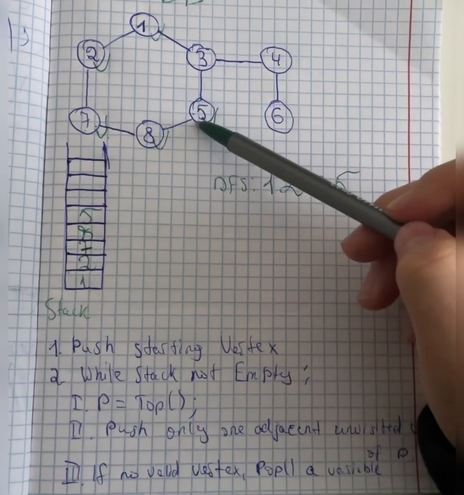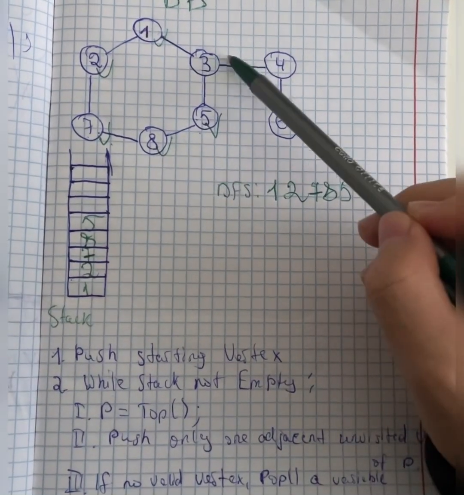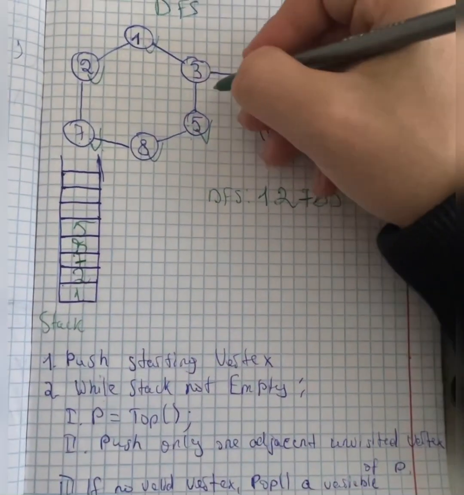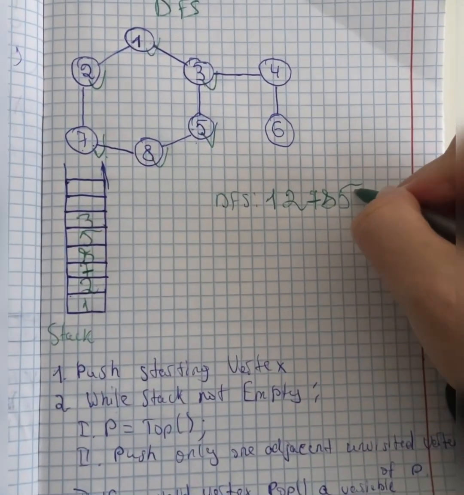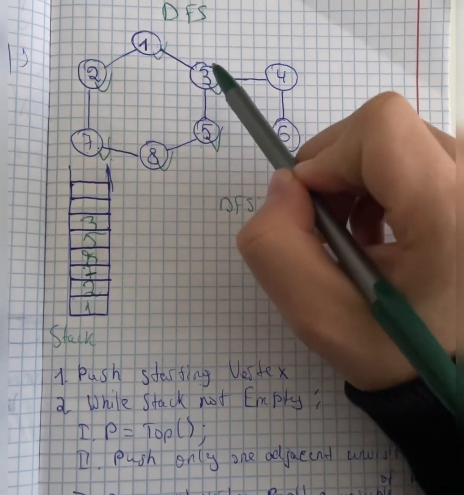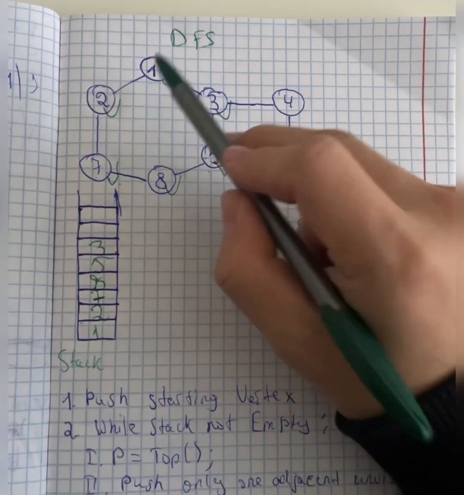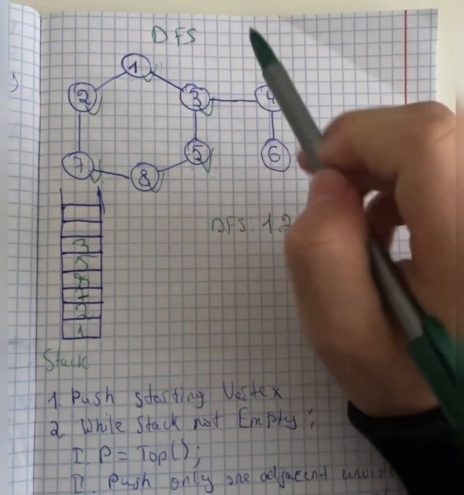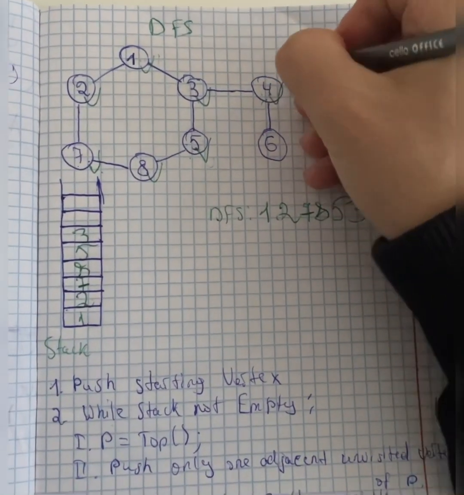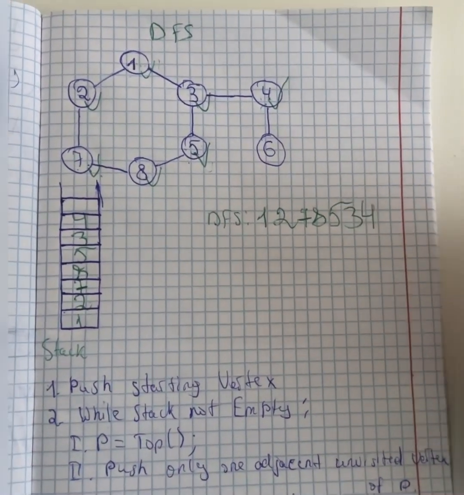Then 5 has vertices 8 and 3. 8 is visited, 3 is not visited. We choose 3. We write it here and here. Now we work with 3. 3 has 3 vertices: 4, 5, and 1. Here you can see 1 is already visited, 5 is already visited, 4 is not visited. That means we will choose 4. Then we write 4 on the stack and in the DFS.